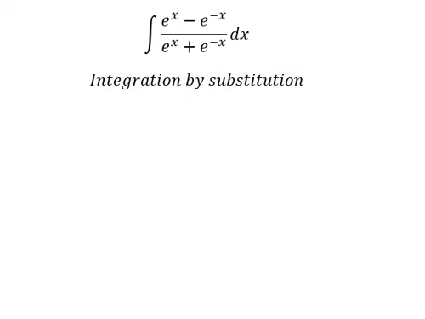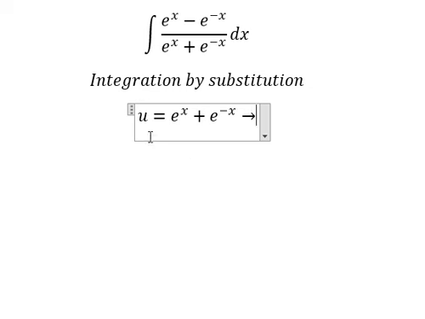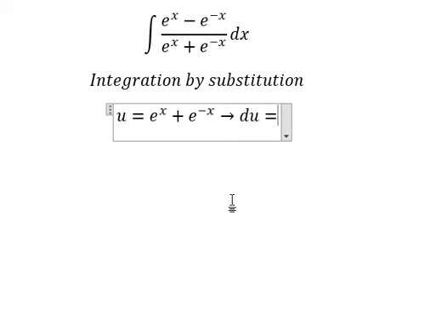So I will put u equals e to the power of s plus e to the power of negative s. Next, we need to first take the derivative of both sides, and we have it like this.